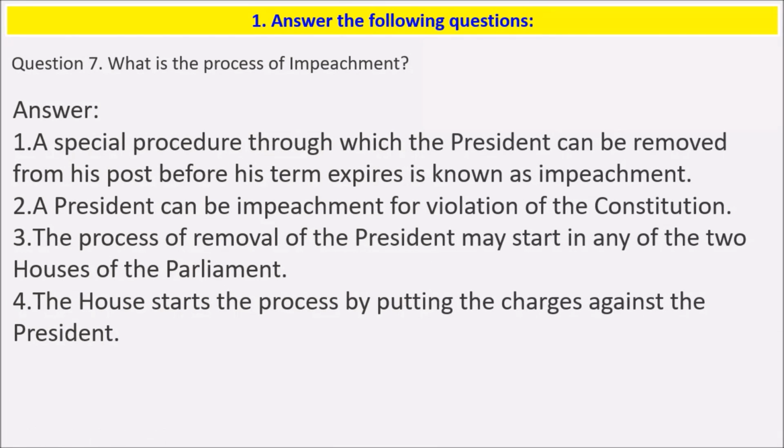Next, what is the process of impeachment? The special procedures through which the President can be removed from his post before his term expires is known as impeachment. A President can be impeached for violation of the Constitution. The process of removal of President may start in any of the two houses of the Parliament. The House starts the process by putting the charges against the President.